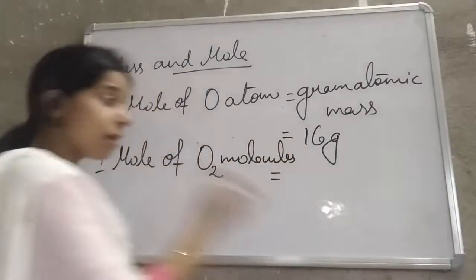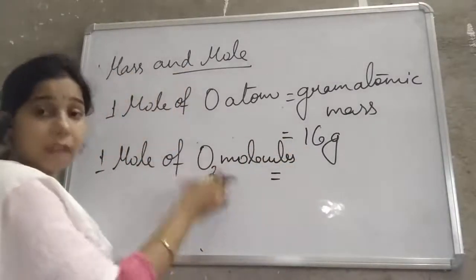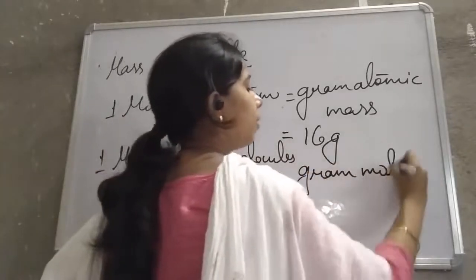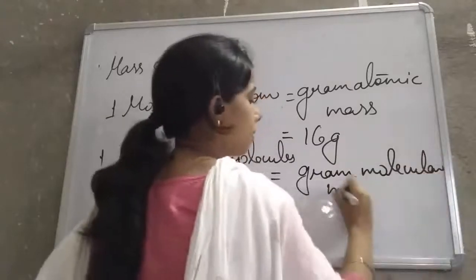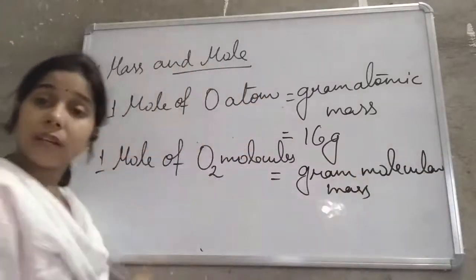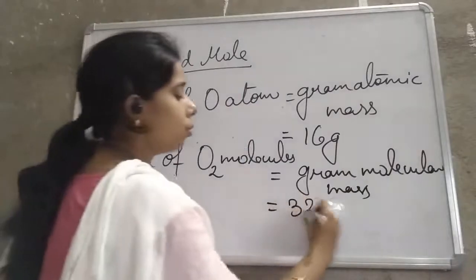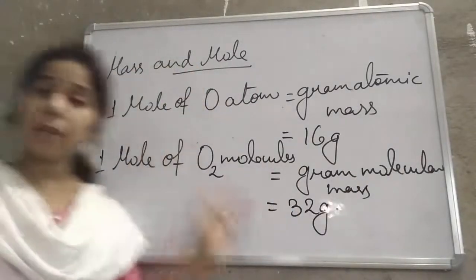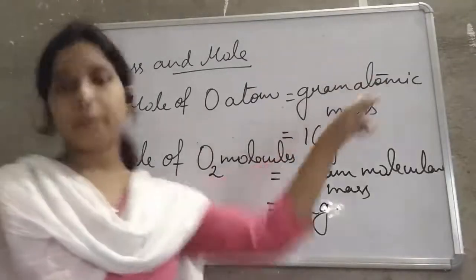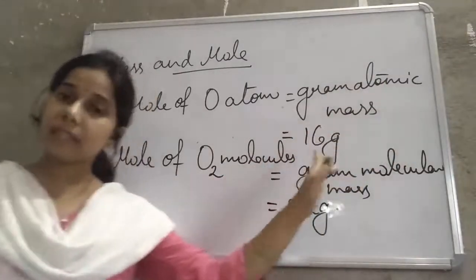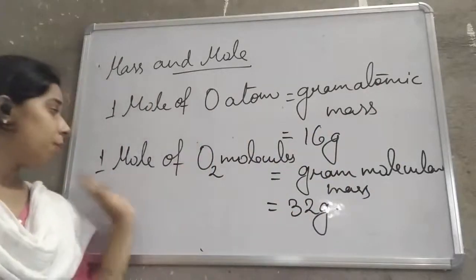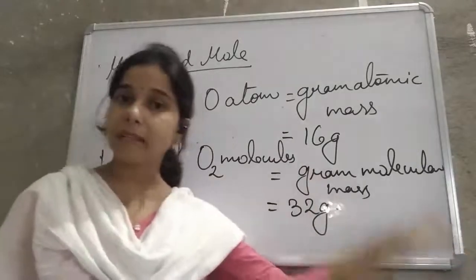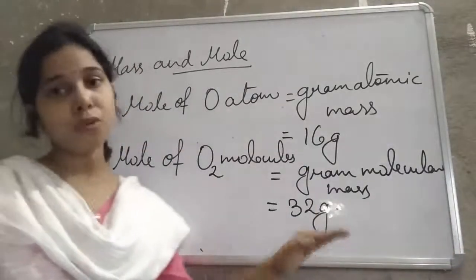So what is the mass now here? What will be the mass? Gram molecular mass. So gram molecular mass is equal to 32 gram. Okay students, the mass of 1 mole of oxygen atom is equal to the gram atomic mass, that will be 16 gram, and the mass of 1 mole of oxygen molecule is also equal to the gram molecular mass, that will be 32 gram.